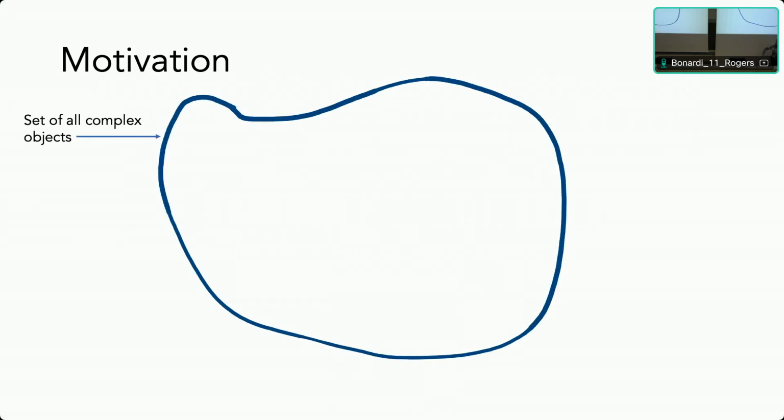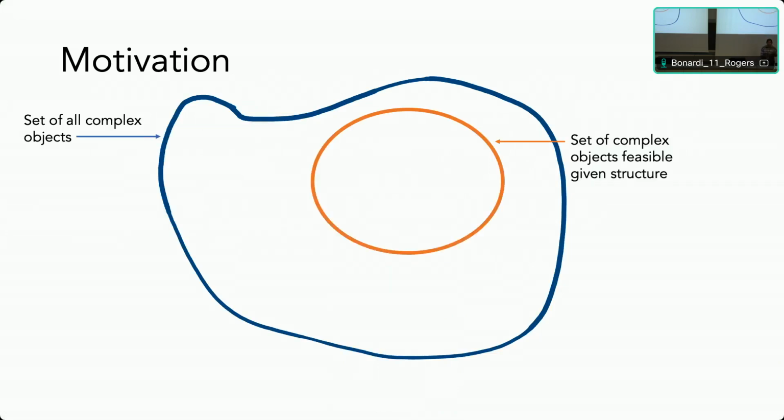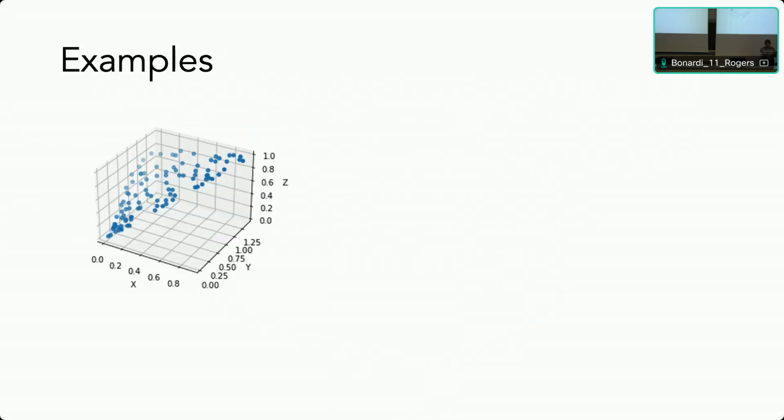The set of complex objects that we might be interested in considering can be kind of gnarly and hard to specify and hard to really understand. But the set of complex objects that are actually feasible given some sort of underlying structure might be a lot more tractable. Some examples of this are: you have a bunch of data points in high dimensions, but really they lie in some lower dimensional subspace, and that's the dimension of interest.